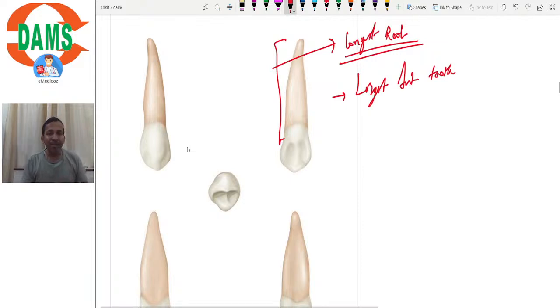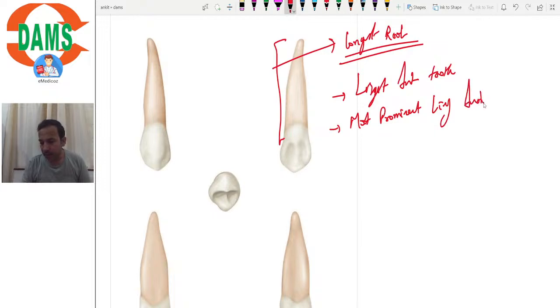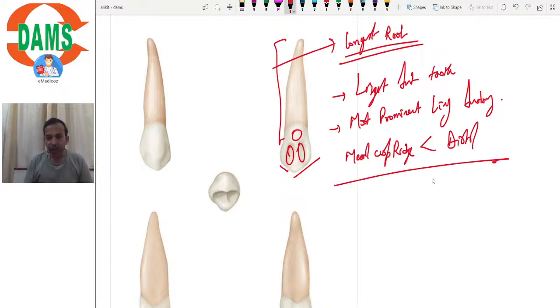So maxillary canine, this is the largest anterior tooth. Also, it has the most prominent lingual anatomy, right? The cingulum and the lingual fossae are more prominent on the canines. Also, remember as a general rule, as you studied in the class, the mesial cusp ridge is shorter as compared to the distal cusp ridge, right? Mesial cusp ridge is shorter than the distal cusp ridge, right?